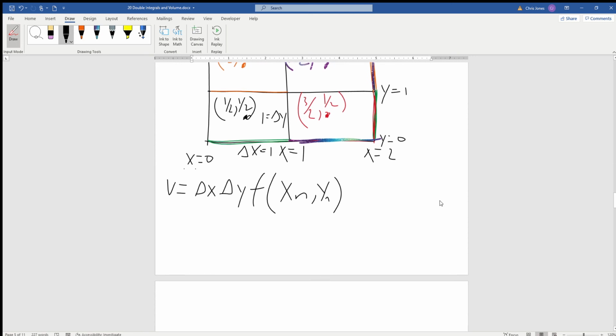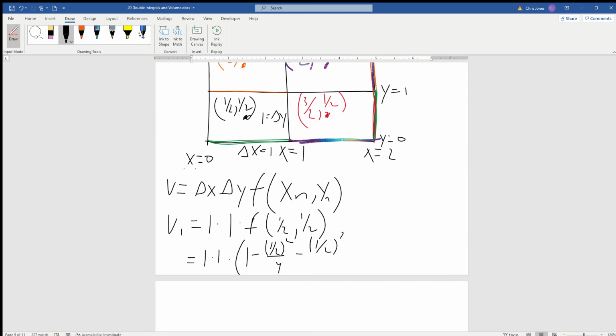All right, so for the first volume, I'm going to call that V1. We know that delta x is 1, delta y is 1, and we're going to evaluate the function at the first point, 1/2, 1/2. So that's going to be 1 times 1 times 1 minus (1/2) squared over 4 minus (1/2) squared over 9. We can stick that in our calculator and compute, and I get 131 over 144.